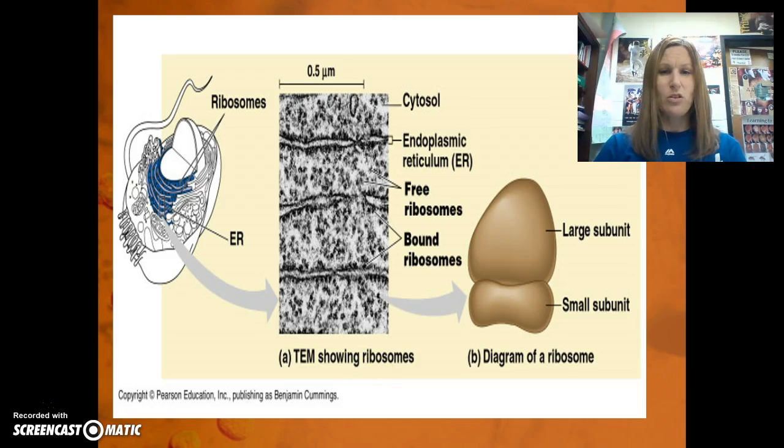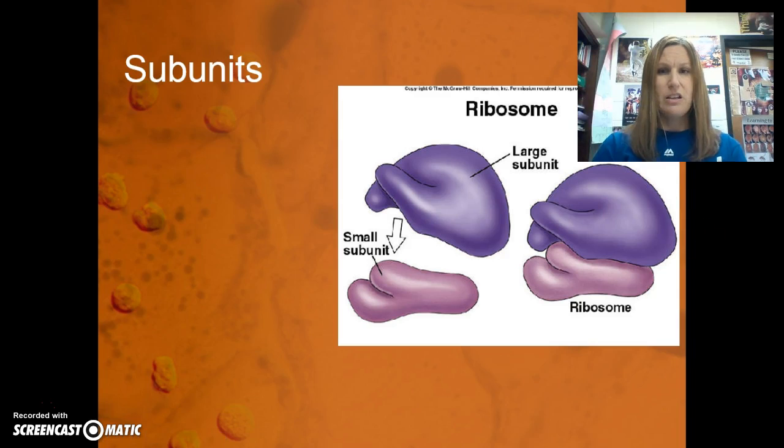If we take a closer look here, you can see that ribosomes are found on the endoplasmic reticulum next to the nucleus there. They're also found what we call free floating within the cytoplasm or the cytosol. So we see here how they're attached to the ER right there, and then we see some free ones floating in the cytosol. Again, this is a TEM that's showing that picture. And if we want to look at a diagram, we're going to see the large portion and the small portion of the ribosome. So let's talk about those large and small portions.